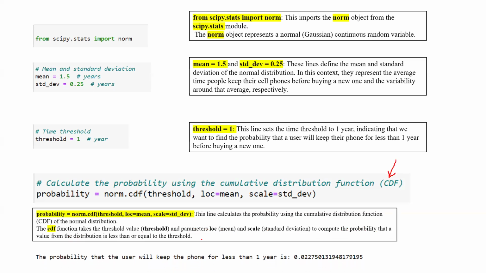The probability is going to be very accurate. It is 0.02275 and so on. So as you can see, the value that Python calculates for us is very similar to the value that is given in the question.